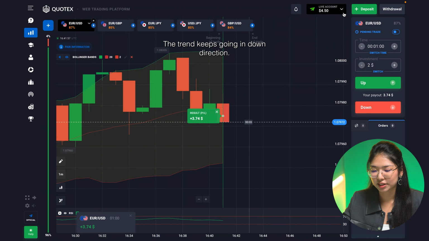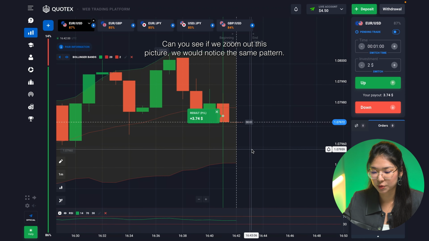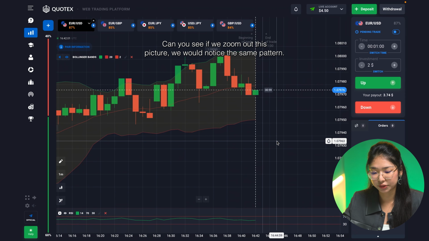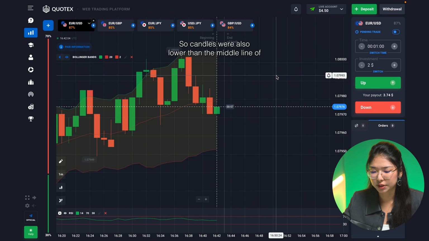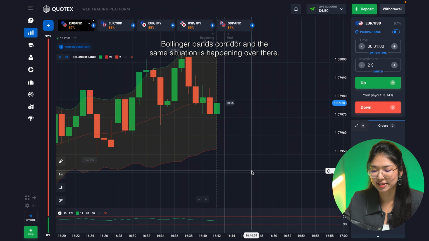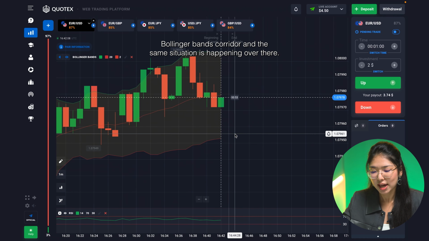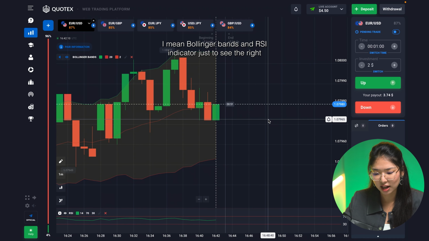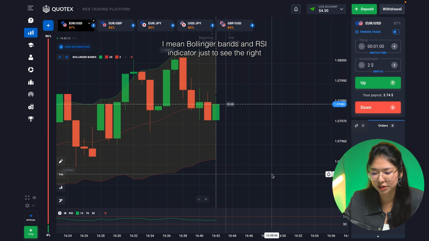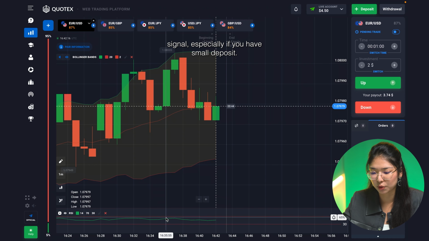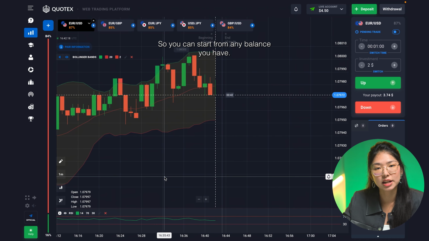So the trend keeps going in the down direction. Can you see that if we zoom out of this picture, we would notice the same pattern? Candles roll along the middle line of the Bollinger Bands corridor, and the same situation is happening over there. And I think it's a perfect tool, I mean Bollinger Bands and RSI indicators, to see the right signal, especially if you have a small deposit. And you can start from any balance you have.